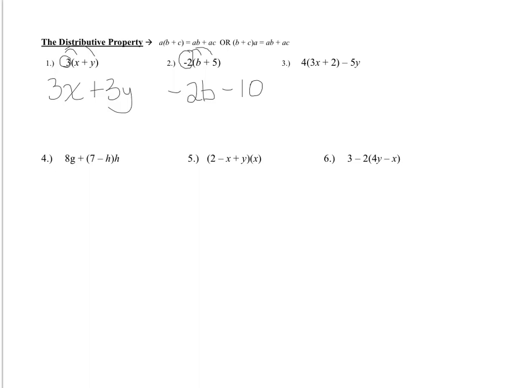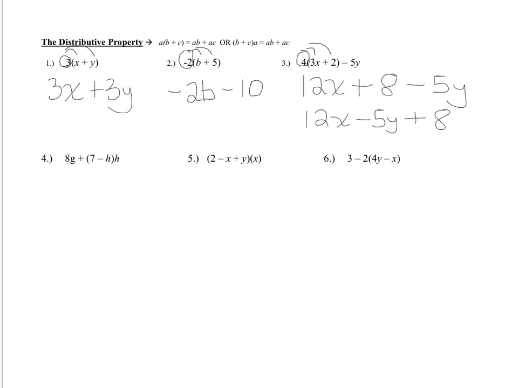So number 3. You have a 4 outside of the parentheses, so this 4 only gets distributed to the 3x and the 2, and the minus 5y is not part of the parentheses, so you don't distribute that. So when you distribute, 4 times 3x is 12x, 4 times 2 is 8, so you're adding 8, and then you just bring down the minus 5y. None of those are like terms, so you can't combine any of those. However, if you wanted to, you could rearrange the order and say this is 12x minus 5y plus 8, because we usually go in alphabetical order with our constants at the end.